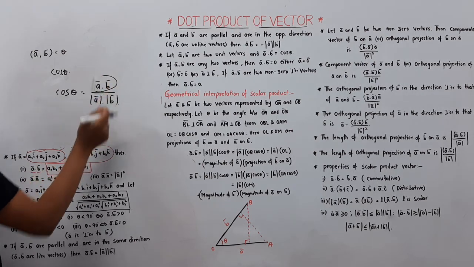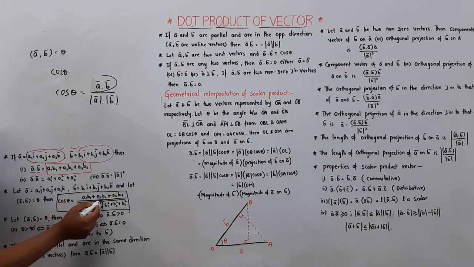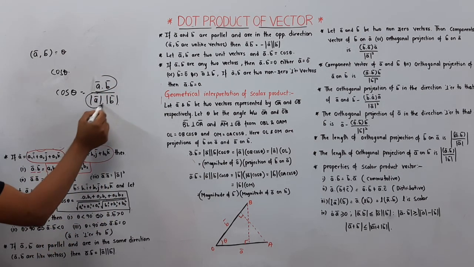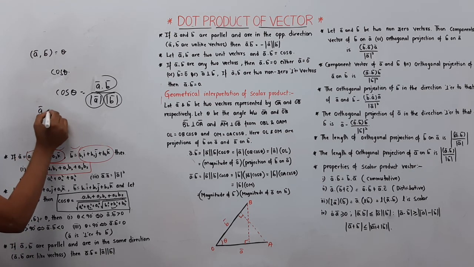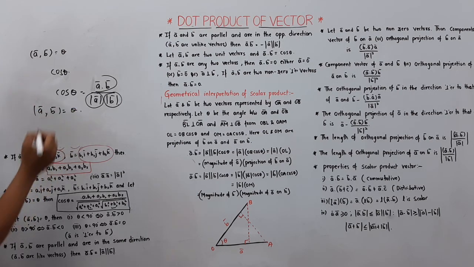Simply, A bar dot B bar is nothing but A1 B1 plus A2 B2 plus A3 B3, and here this is the magnitude of A bar, and this is the magnitude of B bar. Now the angle between any two vectors is represented by the angle between A bar and B bar, that is equal to theta.